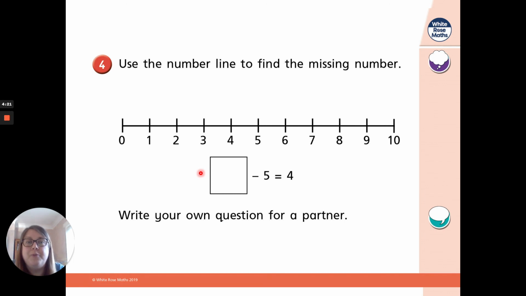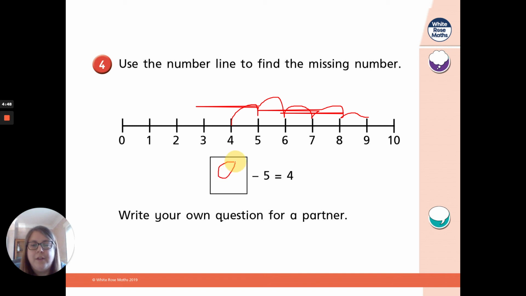Fantastic, everybody. Right, let's have a look at this one. So, exactly the same. The first number's missing, and it's saying take away 5 equals 4. Off you go. I'm going to put my pen on so I can do it for you. Let's hope my pen works this time. So I'm going to start at 4 and I'm going to jump 5. Are we ready? 1, 2, 3, 4, 5. Oh my goodness, I'm not sure what my pen is doing today. So that gives us 9. At least it wrote my number 9 correctly. 9 take away 5 equals 4.